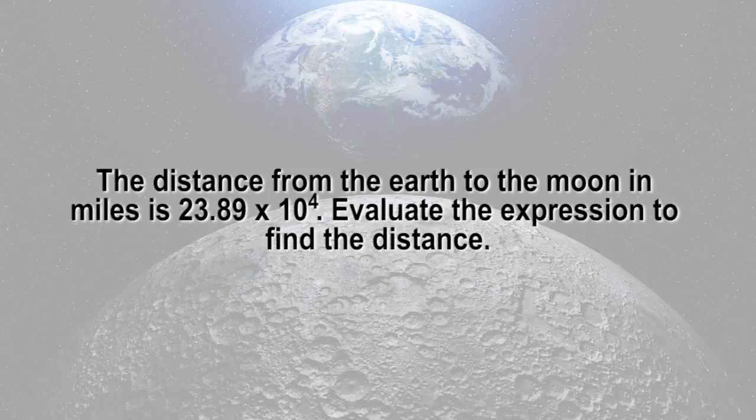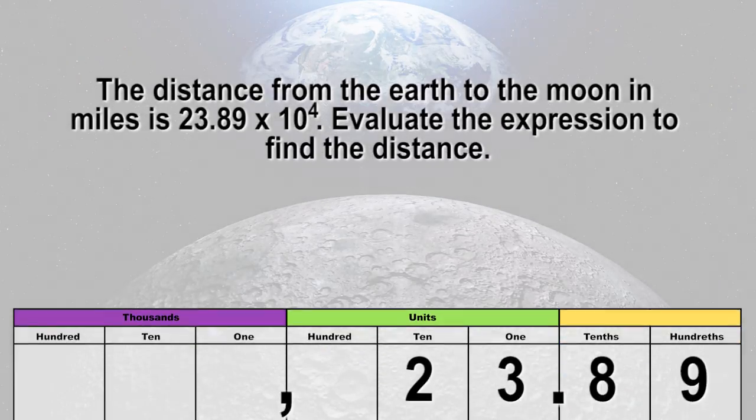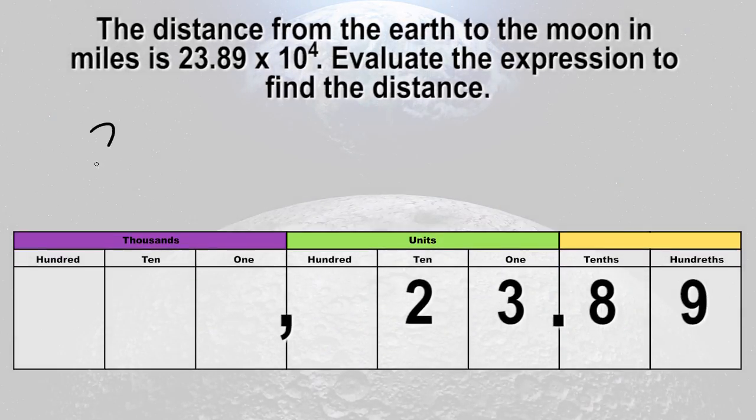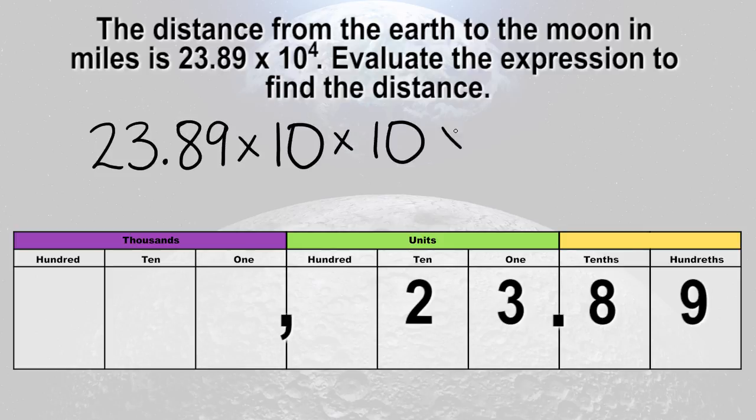The distance from the Earth to the Moon in miles is 23 and 89 hundredths times 10 to the 4th power. Evaluate the expression to find the distance. Thinking back to our other examples, we know that we are multiplying 23 and 89/100ths by 10 4 times because the exponent 4 is with a base of 10.